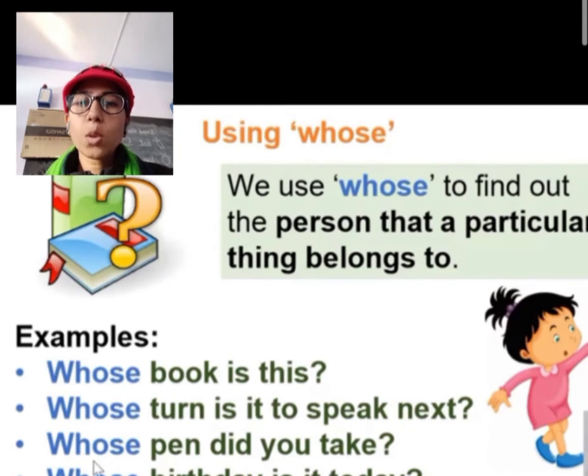Next one, using whose. We use whose to find out the person that a particular thing belongs to. Whose book is this? Whose turn is it to speak next? Whose pen do you take? Whose birthday is today? So, when we need to find out the person that a particular thing belongs to, there we will use whose.